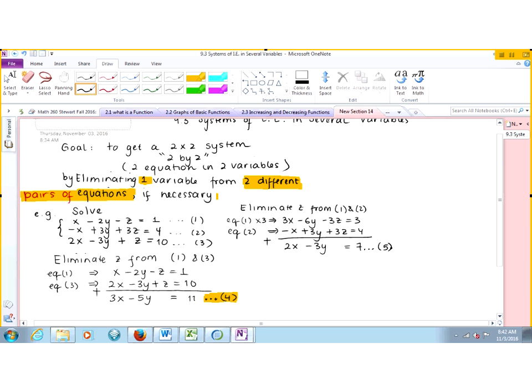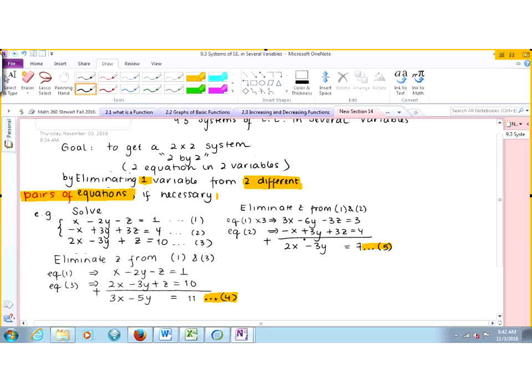Where is equation 5 though? 3x minus 6y minus 3z equals 3. No, we don't label this. This is equation 1. We multiply by 3. So we take equation 1, we multiply by 3, and we don't label it because we don't use it. We only label the ones we use. Okay. Now, if I have a 2 by 2, do I know what to do?